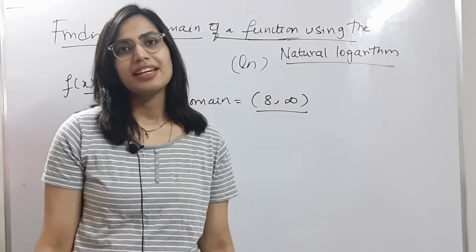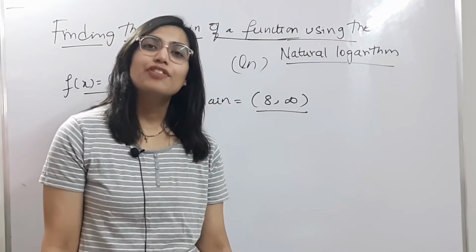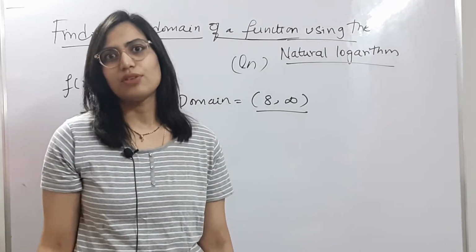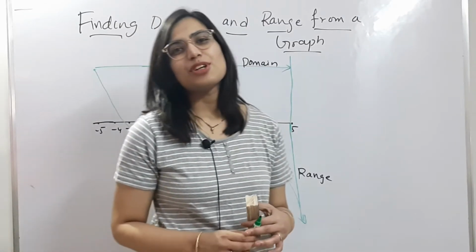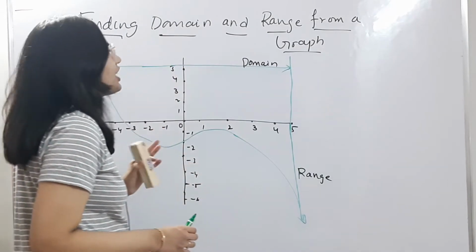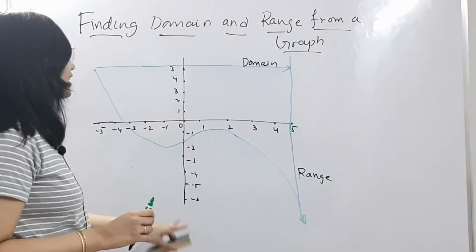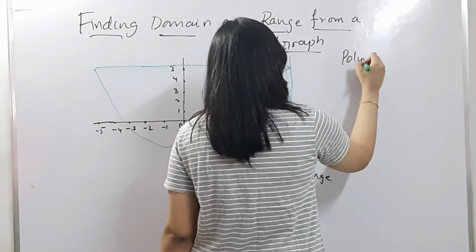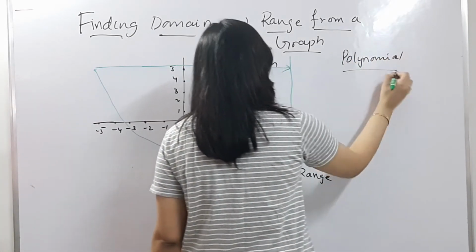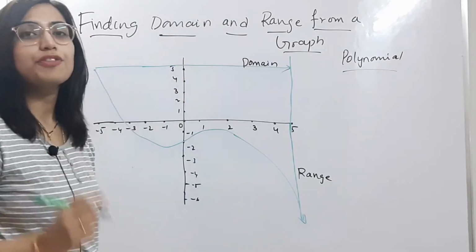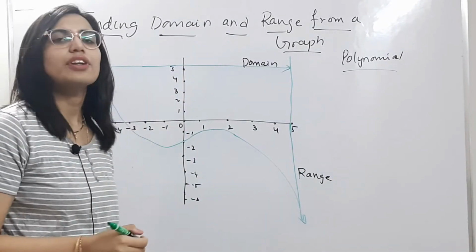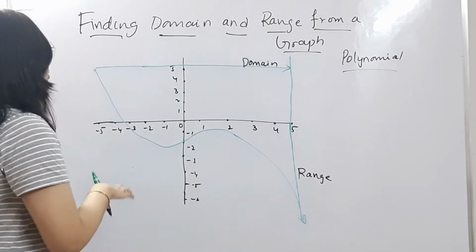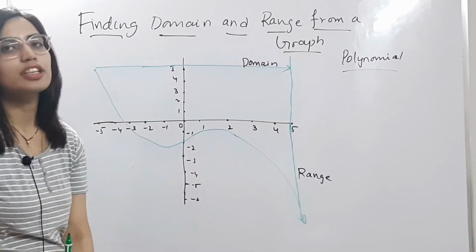Now let's see how you can find the domain and range of a function from a graph. The last concept of this video is to find a domain and a range from a graph. So this is a graph of a polynomial. Using this graph, let's now try to find the domain and range. It's very important for you to understand how to decipher or get the domain and range from any given graph. Okay, so in here, this is a polynomial, the curve.